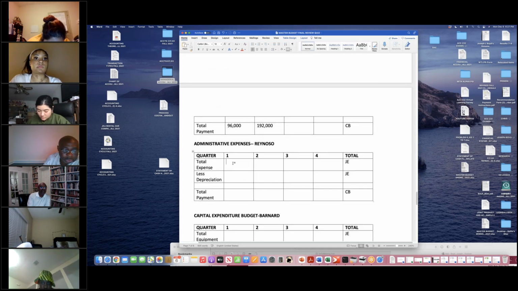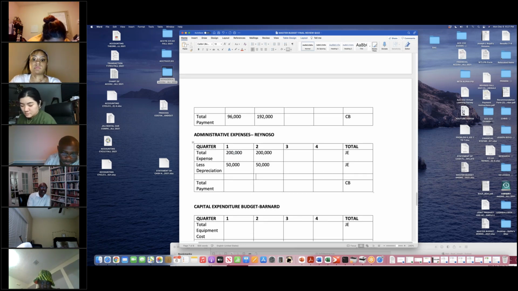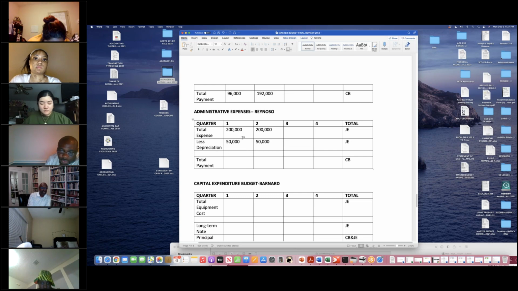And do we just add them after that? If the expense is 250 of which depreciation is 50, then how much you got to pay? 150,000.